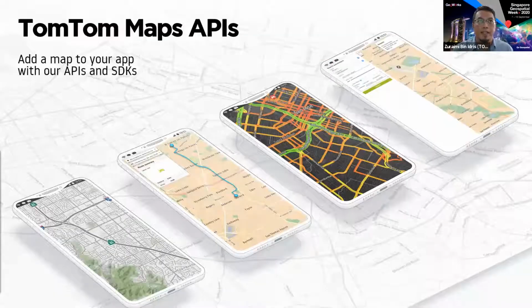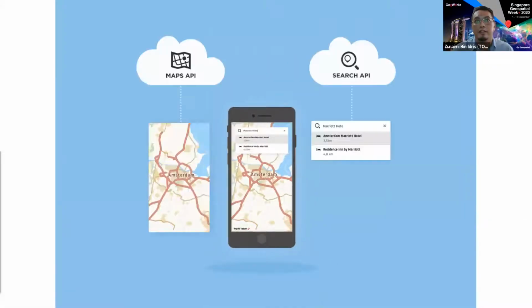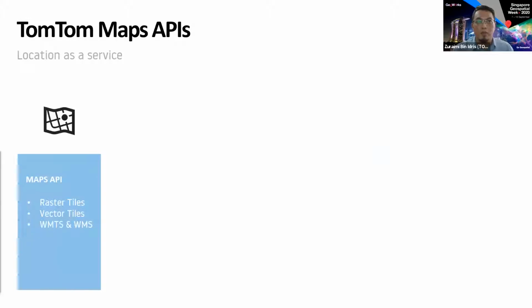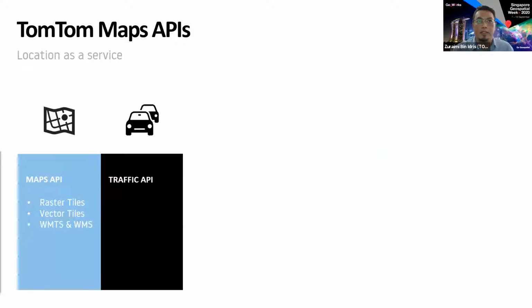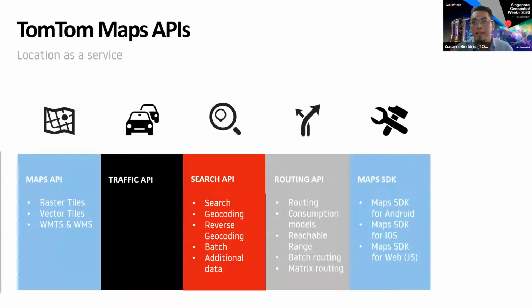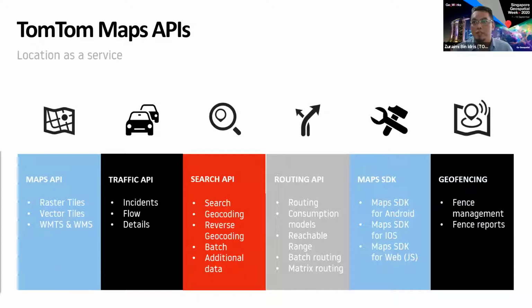TomTom Maps APIs: add a map to your app with our API and SDK. Location as a service. TomTom's Maps APIs include raster tiles, vector tiles, WMTS and WMS, traffic API, search API, routing API, Maps SDK, and geofencing for fence management and fence reports.